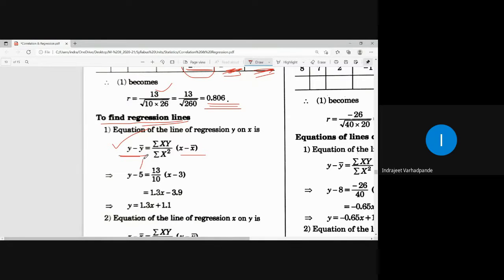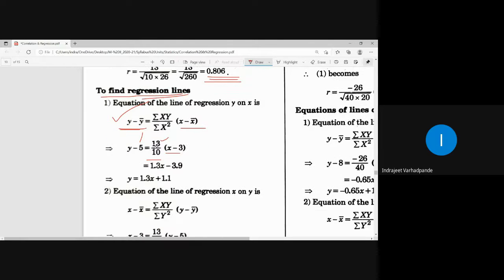Y bar is 5, summation xy is 13, summation x square is 10, and x bar is 3. 13 by 10 is 1.3. So y minus 5 is equal to 1.3x minus 3.9. 1.3 into 3 will be 3.9, opening the bracket. Add this 5 on the other side. So it is y equals 1.3x plus 1.1. So whenever we have the line of regression y on x, it will be expressed as y in terms of x and constant on the other side.